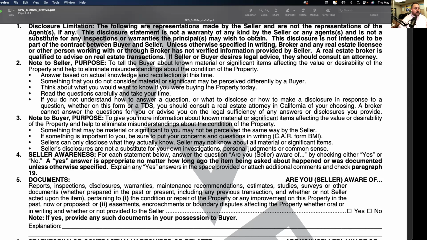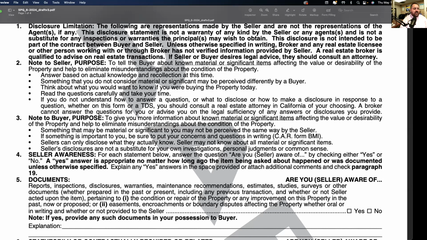Okay. Sellers can only disclose what they actually know. Seller may not know about all material or significant items, and that's true. Sellers don't know everything that's wrong with their property. There's stuff that's happening, and you just don't know until it goes bad. You don't know that there's an issue, right? Sellers' disclosures are not a substitute for your own investigations, personal judgments, or common sense. 100%. You can't say, oh, well, they disclosed a lot of stuff on here. We don't need to do a home inspection. Absolutely not. Always you want to still do your own home inspection and all your own investigations on the property.